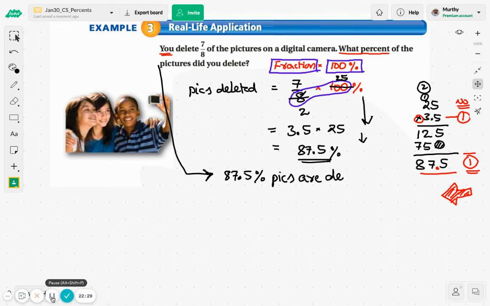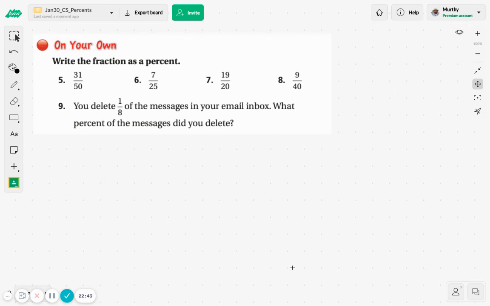Pics are deleted. Okay. So when you make this statement this way, that makes complete sense. Any questions on this? Right. So I will assign some questions now. Okay, let me take a question. Let's say question 5. Write the fraction as percent.